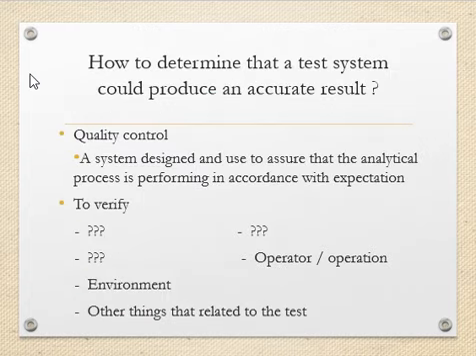So, how to determine that a test system could produce an accurate result? This is where quality control takes action. It is a system designed and used to assure that the analytical process is performing in accordance with expectation. It is to verify what? So, I will discuss that in part 2.